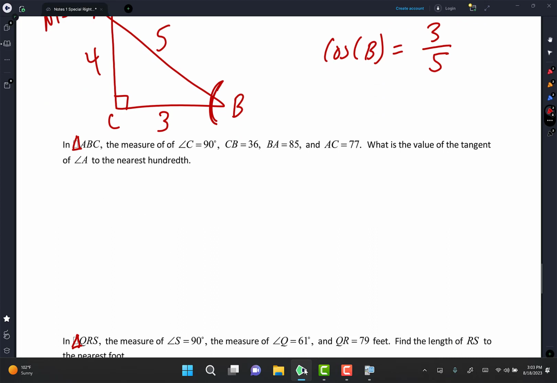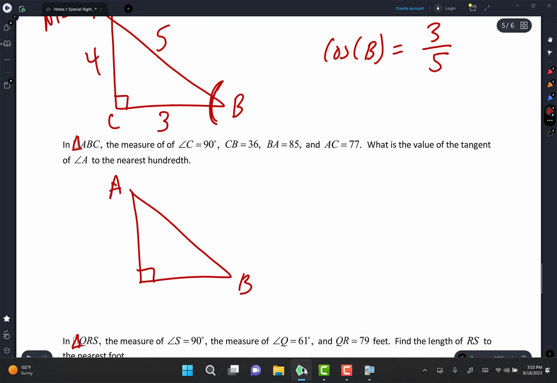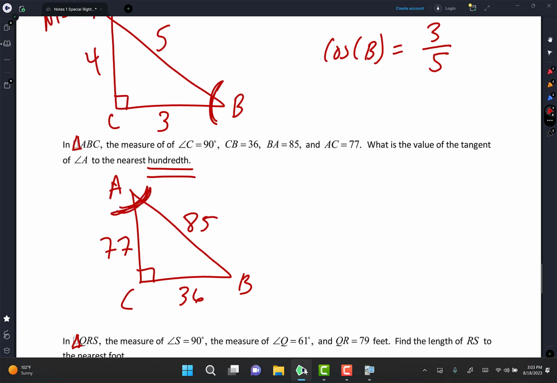Triangle ABC, the measure of angle C. So it's the same thing again. Here's my angle C. So A, B, C. CB is 36. BA is 85. And AC is 77. What is the value of tangent angle A to the nearest hundredth? Underline hundredth. So nearest hundredth.